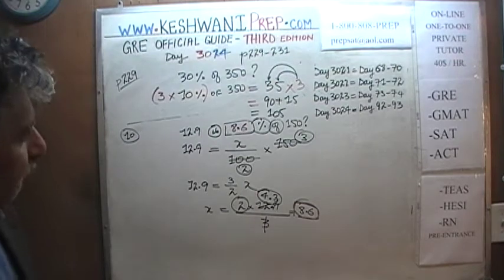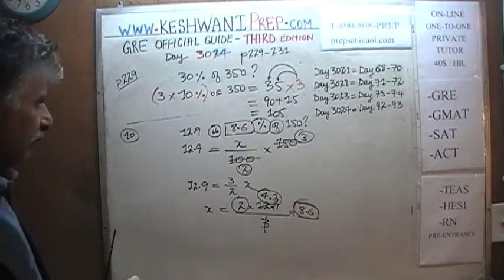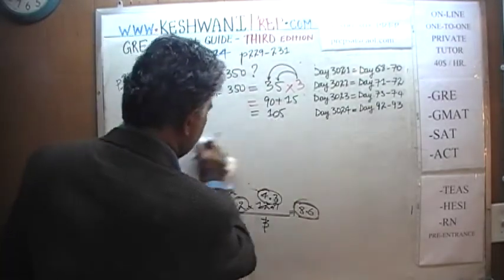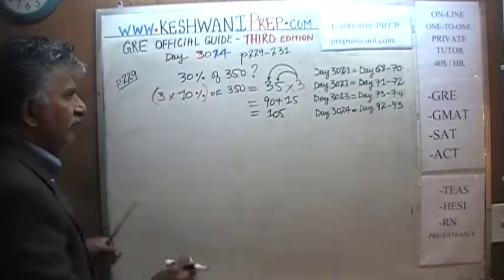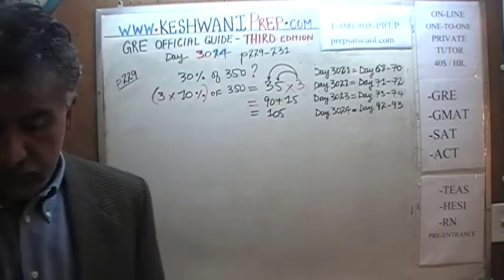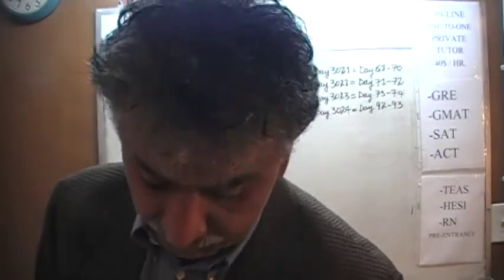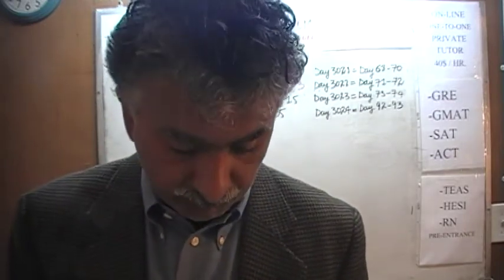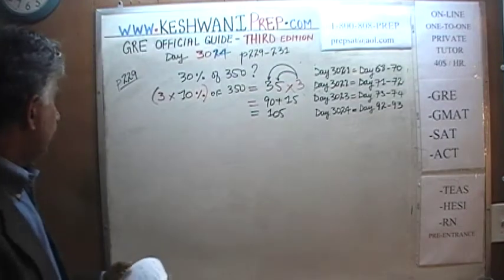30% of 350. I'm going to erase the other part because it's getting to be too crowded. So what it says is that 30% of 350 is simply 35 times 3, and 35 times 3 is very simple. 30 times 3 is 90, and 3 times 5 is 15, so 90 plus 15 is 105. Let's do the next one. That was number 11.